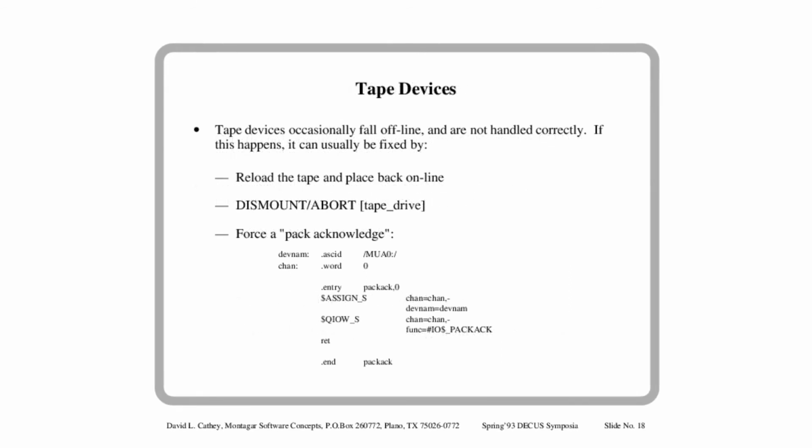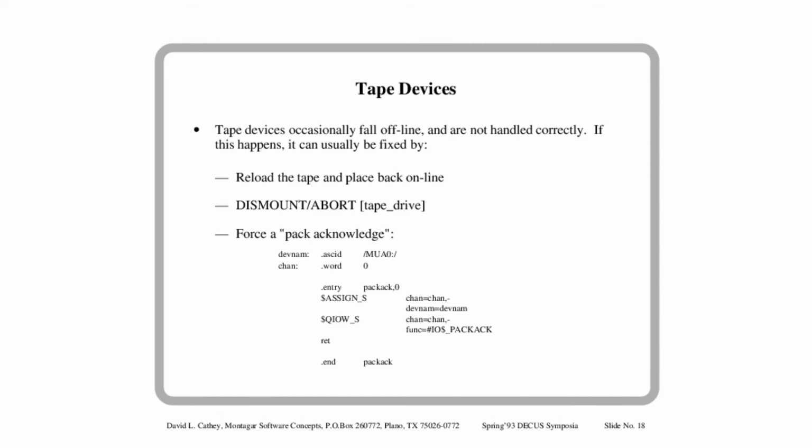Tape devices are always interesting. A lot of times what happens is the tape device will fall offline for whatever reason. An operator bumps into the cabinet or something like that, and it doesn't always come back online correctly. A lot of times what you can do is just reload the tape and turn it back online. This will sometimes get the driver and the mount verify code to reestablish itself. You can also try DISMOUNT/ABORT on the tape drive in order to clear the I/O and abort any outstanding I/Os. Sometimes the drivers will respond to that very well.